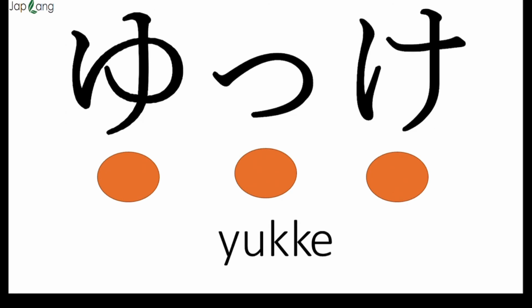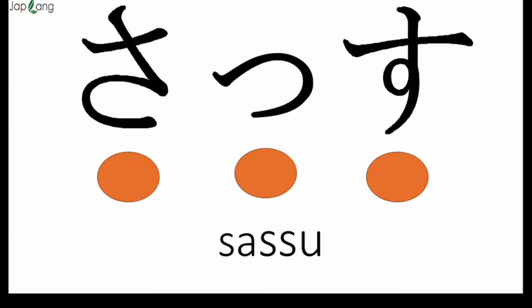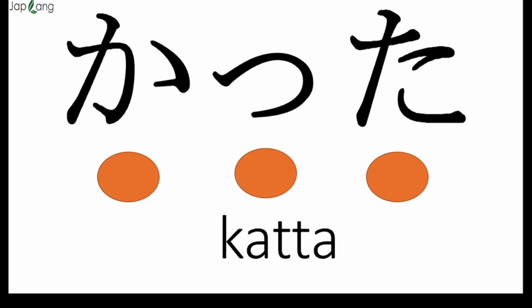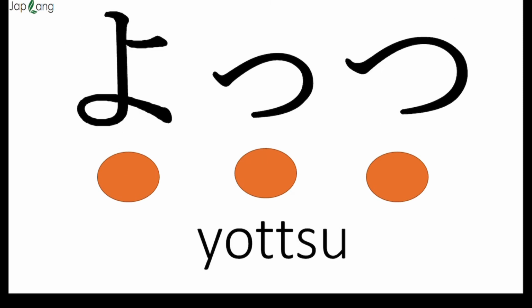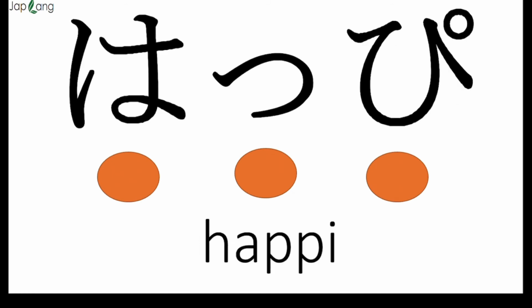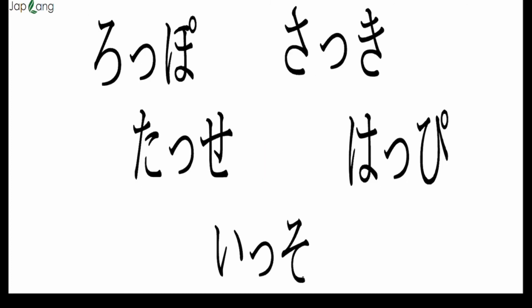Now this is yokka, kekka, saki, gaku, yuke, ikko, kasa, satsu, tase, shisho, kata, ite, moto, achi, yotsu, ippa, happa, kippu, shippo, roppo. Alright, so this is how we pronounce. The next letter is always pronounced as double.